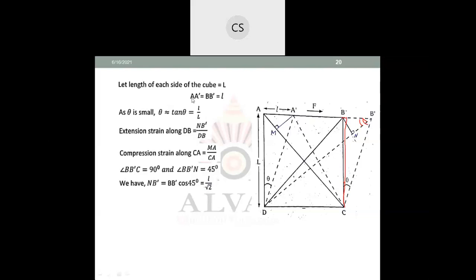What is BB dash? Just a few minutes before we have assumed that AA dash is equal to BB dash, that's equal to small l. So therefore, NB dash is L into cos 45. Cos 45 is 1 by root 2. So therefore, you have L by root 2. Is it okay? Make sense? Okay. So NB dash is equal to L by root 2.